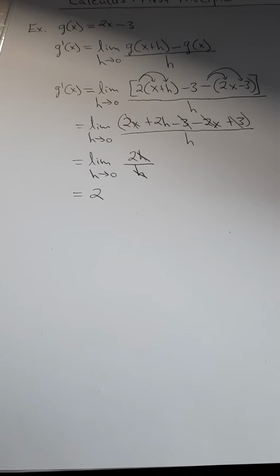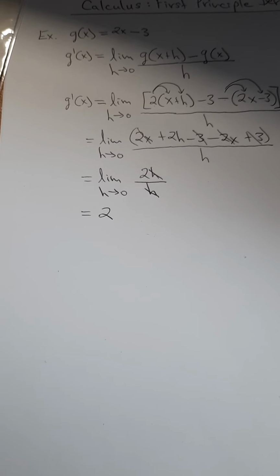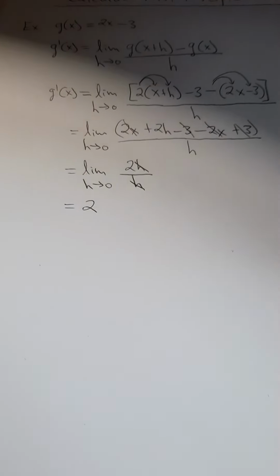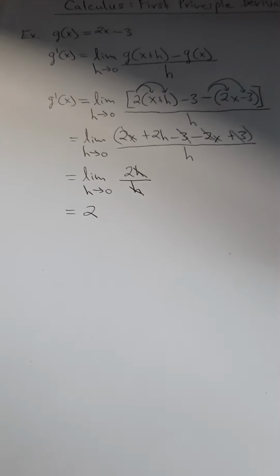Does everyone see how to do that? So this is a really simple example because g of x was equal to 2x minus 3. So I can see this question was very simple. Remember, you can also use it with quadratics as well. So let's try one example.